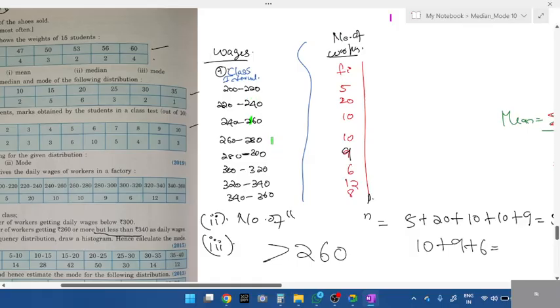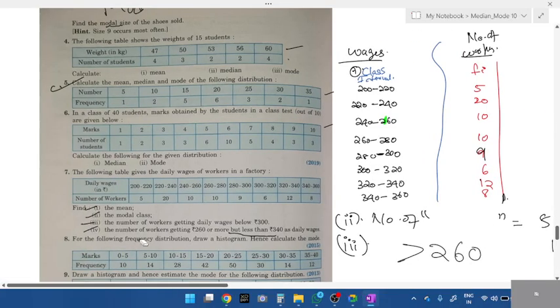Next. If I tell more than 300, students, what do you mean by more than 300? If it is more, don't include this for more. From where you have to include? What are the three values you have to include if it is more than 300? These three. For more than, don't include that number. After that, whatever you get. Maximum only these type of questions you'll get. Median, mode, less than, greater than, and this fourth question, in between question. The number of workers getting 260 or more.